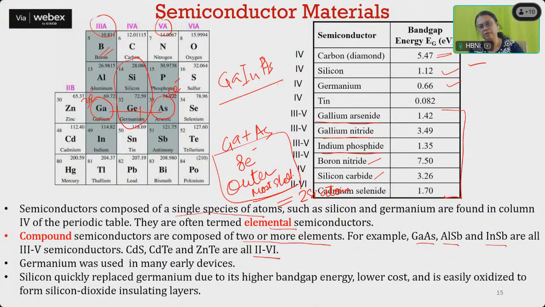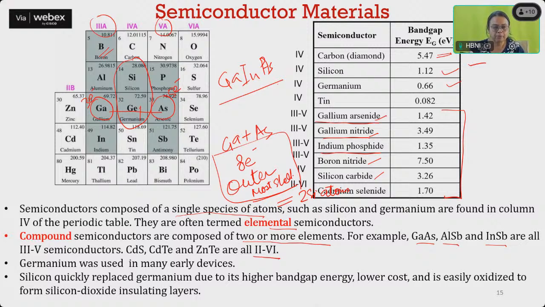Now, going forward, we will see that in the case of compound semiconductors, we have the liberty to choose the elements which we want to take. Like we can have gallium with arsenic, we can have gallium with nitrogen or with phosphorus. So in that way, we can tune or tailor the properties of the semiconductor.